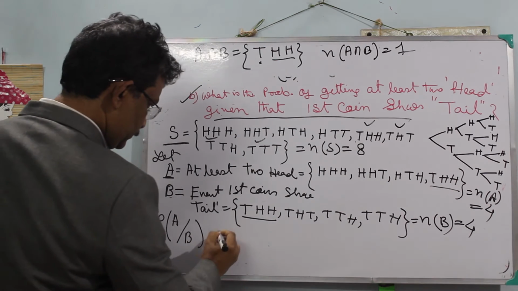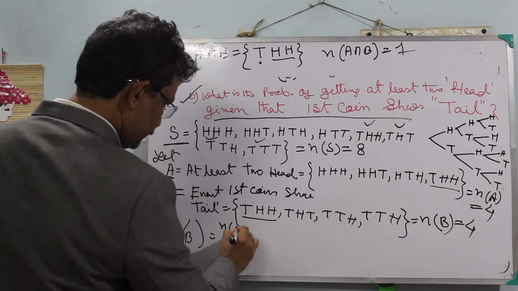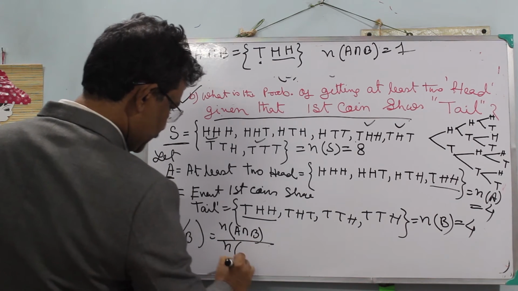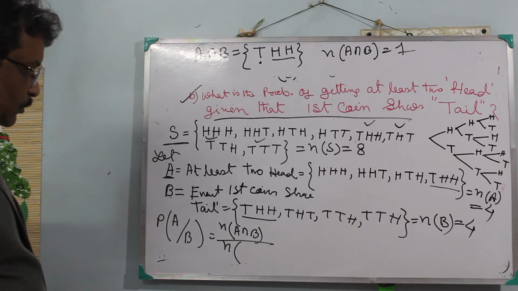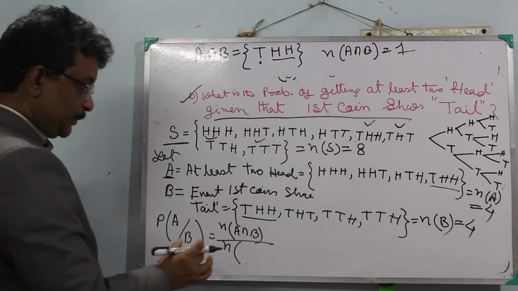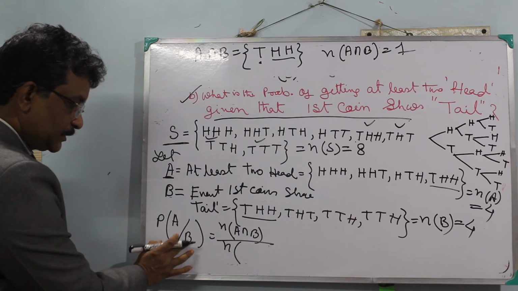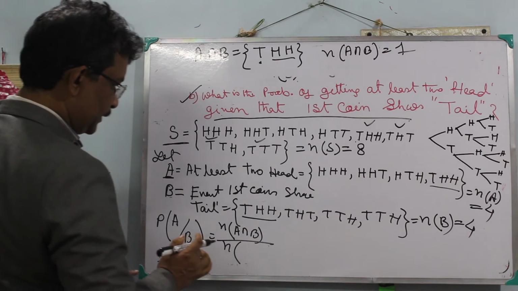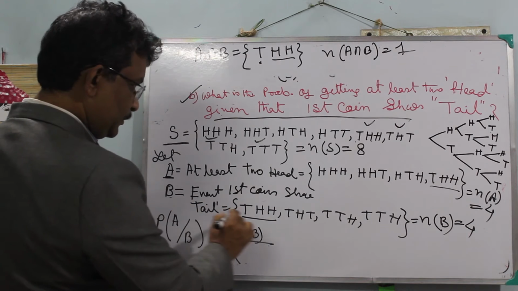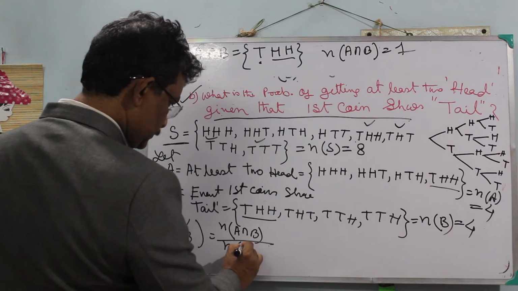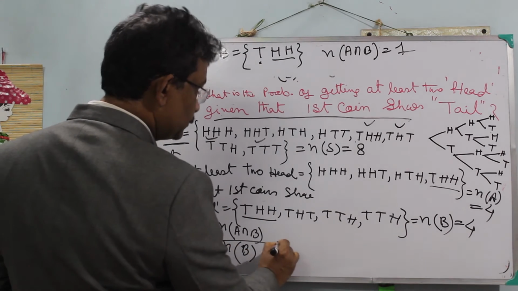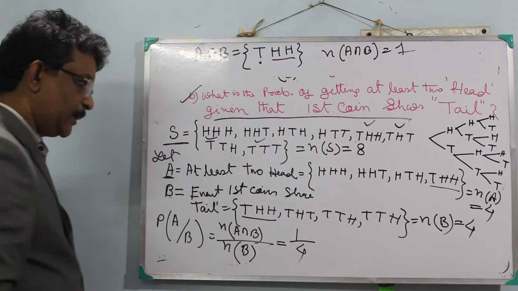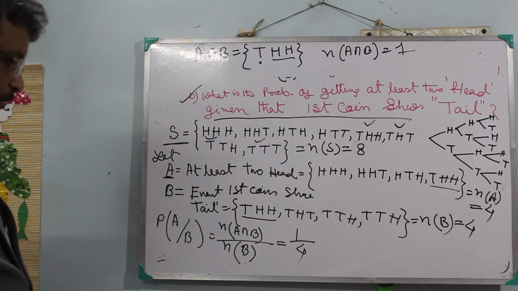So this is equal to the number of elements of A intersection B divided by, and the denominator will not be the sample space, but the elements where the event has occurred, set B. The number of elements of set B is 4, so it equals 1 by 4. 1 by 4 is the answer.